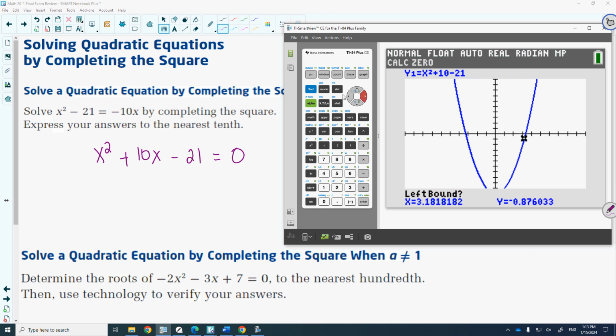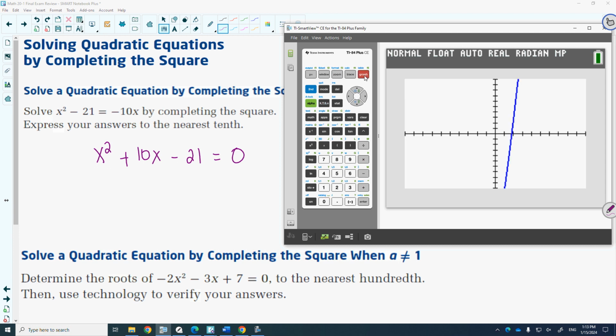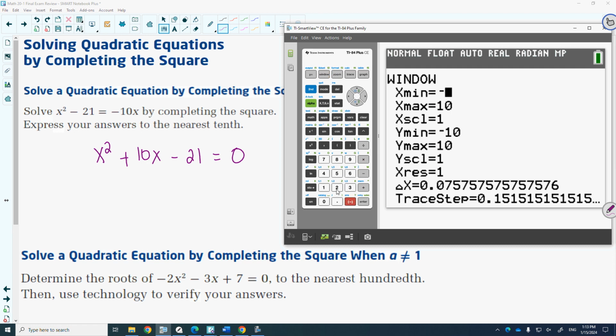Did I not put the 10x? There's one. The other one, it looks like it's going to be over here. So I'm going to change my window. I'm going to go to minus 20. And my minimum, I'm going to go down to like minus 20. Let's just see if you could see this a bit better.